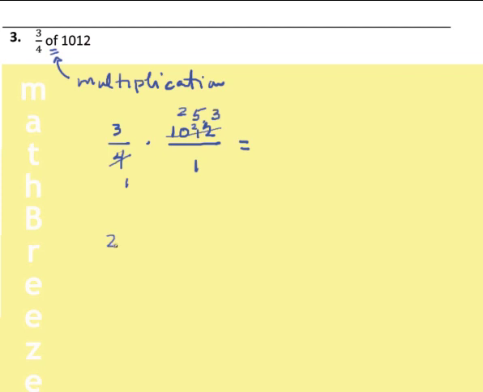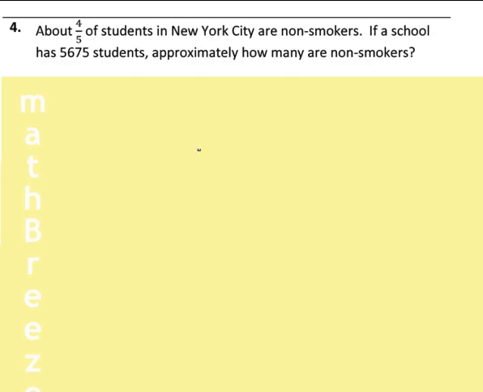We can do that on the side. 253 times 3. Here we have 9, 15. 6 and 1 is 7. 759. That's 3/4 of 1012. Number 4 says, about 4/5 of students in New York City are non-smokers. If a school has 5,675 students, approximately how many are non-smokers?